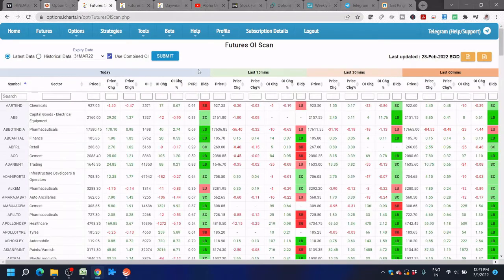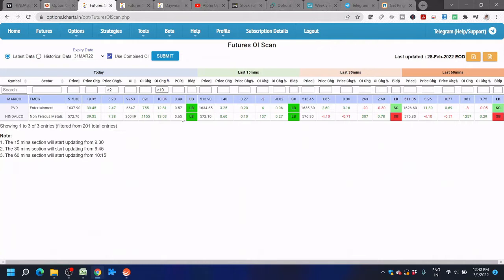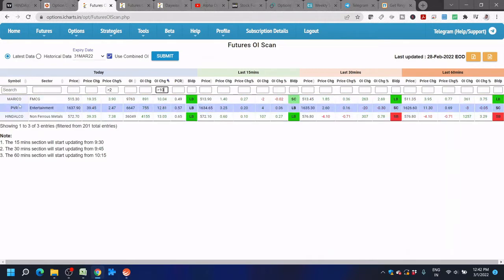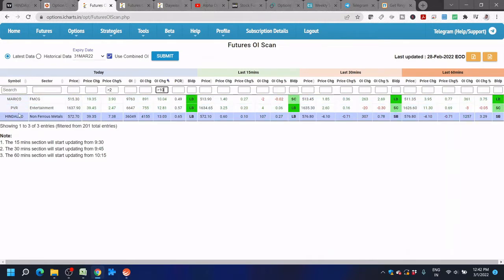what happens next? We put it again greater than 10% and then click enter. So now it has filtered down to 3 stocks where price has changed greater than 2% and OI has changed greater than 10%. These are the 3 stocks: Marico, PVR and Hindalco.